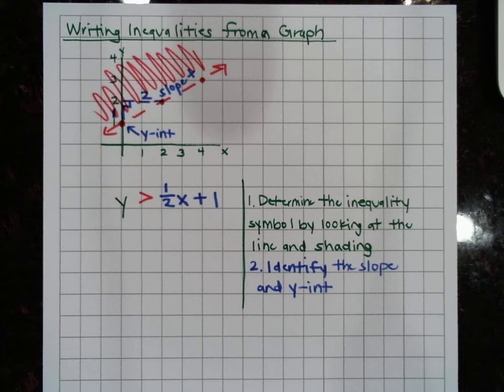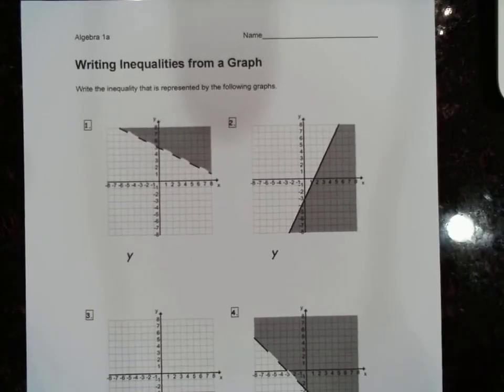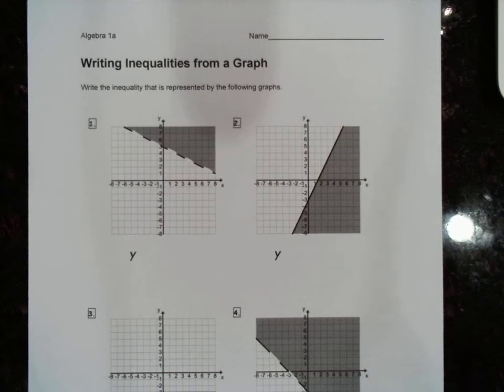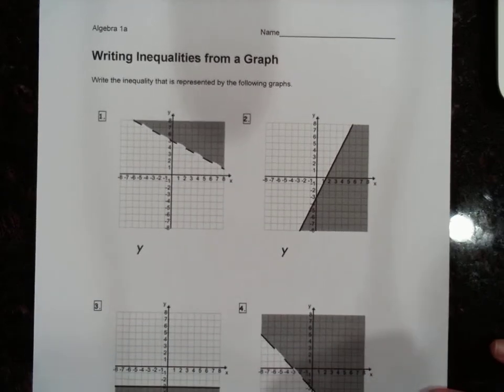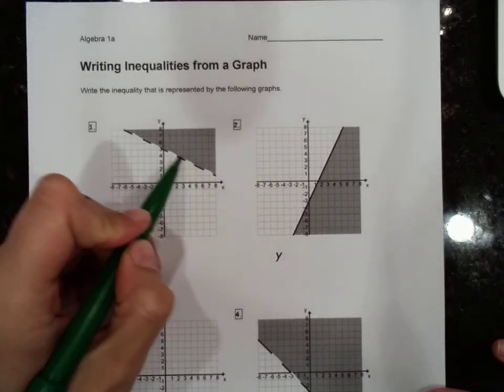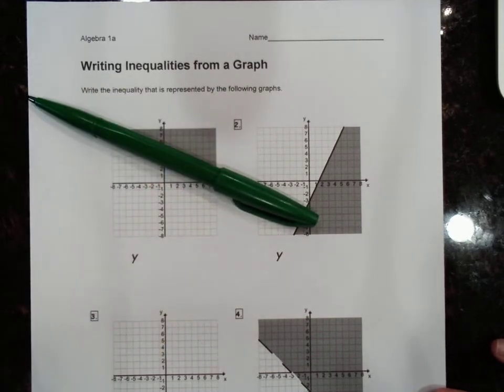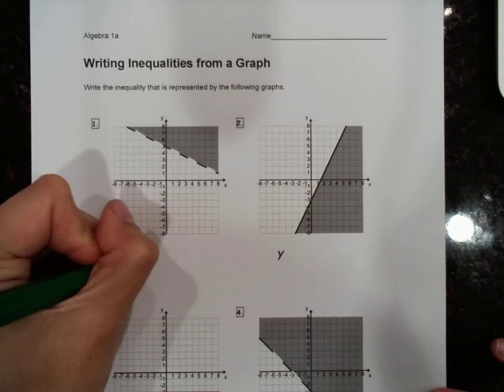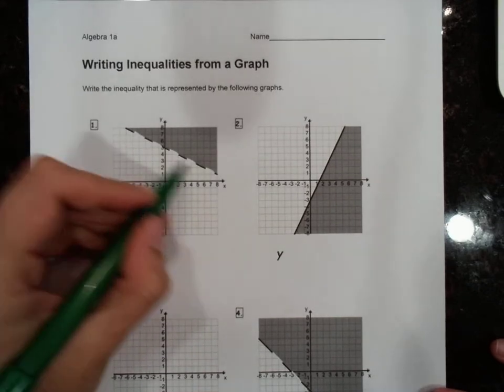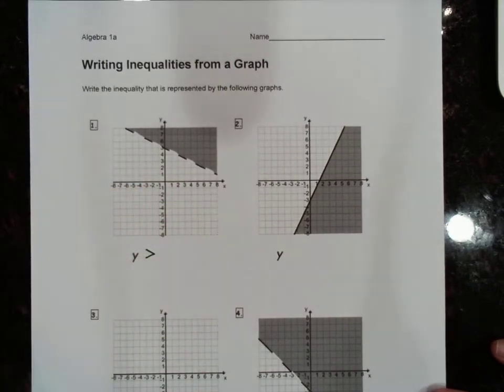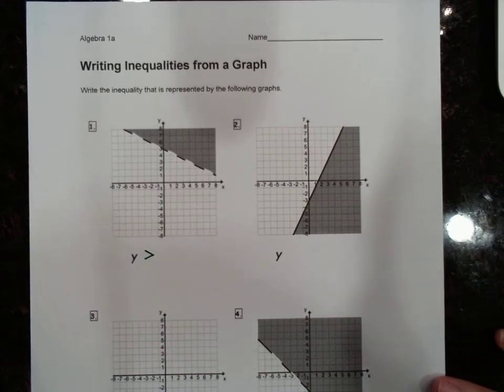Okay, let's look at your assignment, writing inequalities from a graph. Okay, so the first thing we need to do is the symbol. So looking at our graph, it is dashed, and we are shading above the line. So if it's shading above the line, we know y is greater than, and since it's dashed, it's not equal to. Then we need to find our slope and our y-intercept.